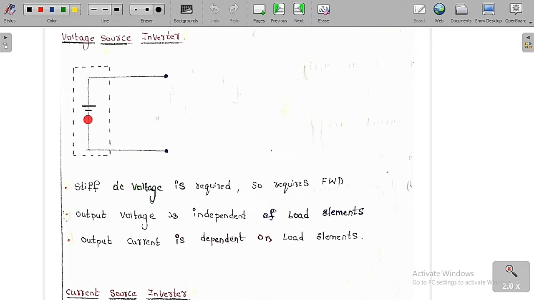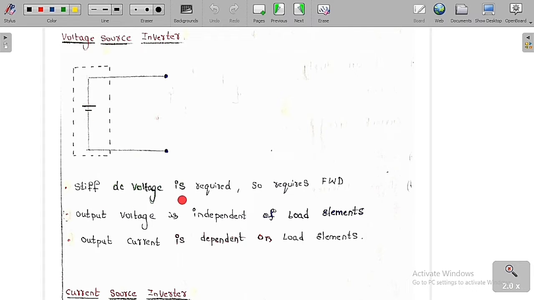The first basic concept is the voltage source inverter. The voltage source inverter means here we are going to use a voltage source. If the input is a voltage source, then we call it the voltage source inverter. Basically, the main function of an inverter is to convert DC supply to AC supply. The inverter's basic function is to transform the DC supply into AC supply with the help of some circuit. So the voltage source inverter uses the DC supply as the input.